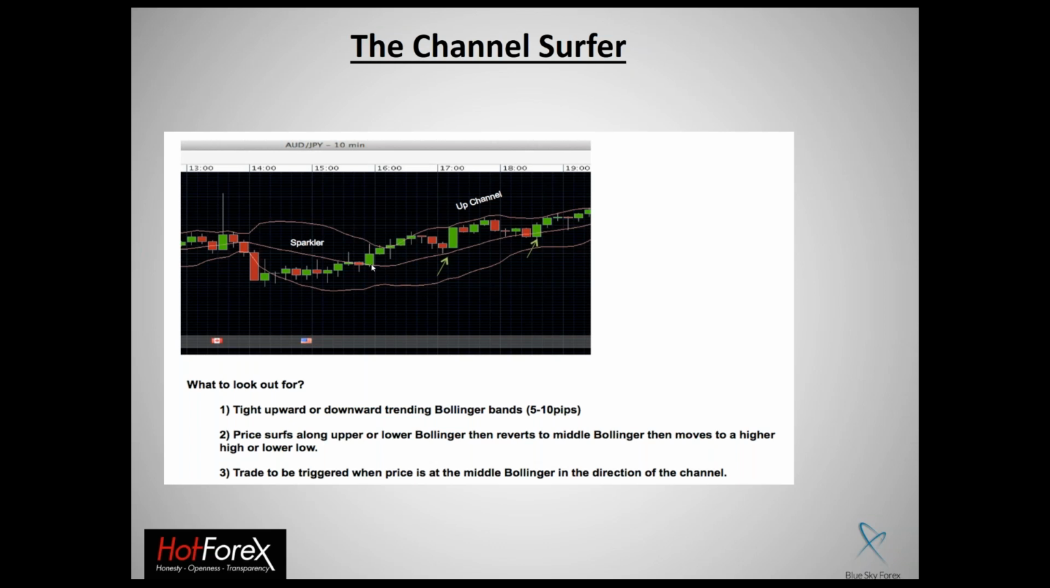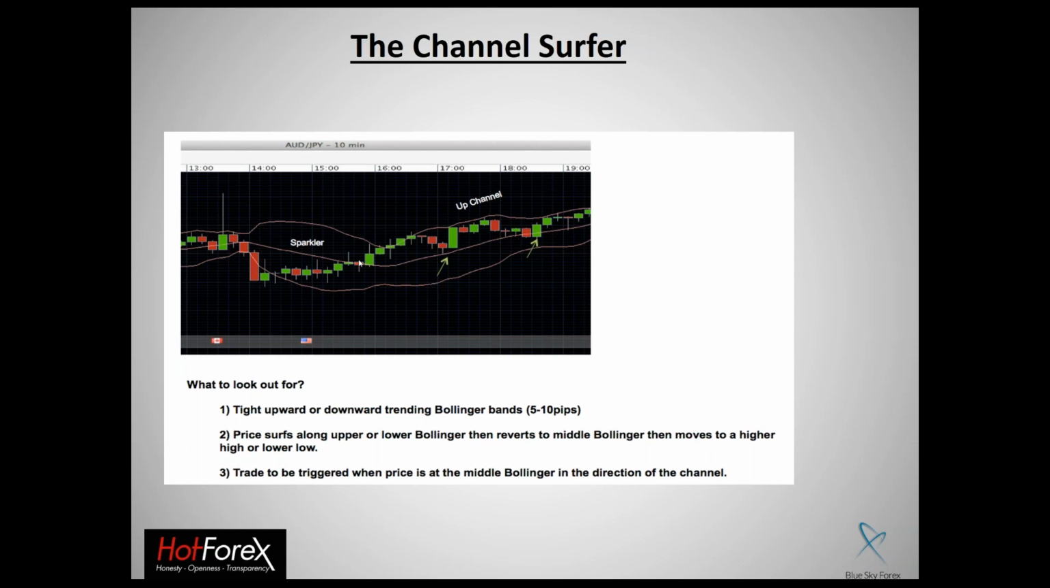Okay. So your entry point: as soon as you have identified that you're dealing with the Channel Surfer, you should be seeking entry points at the moving average, which is the middle line.